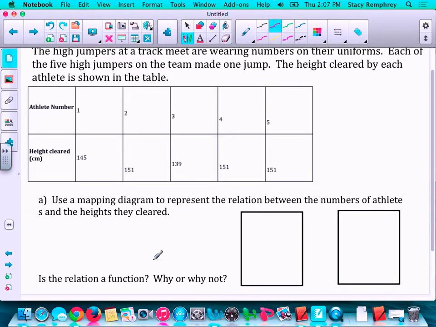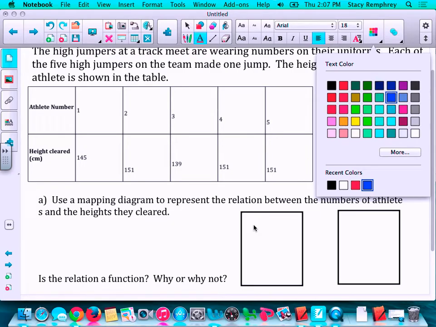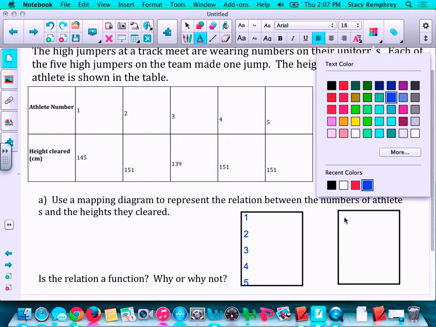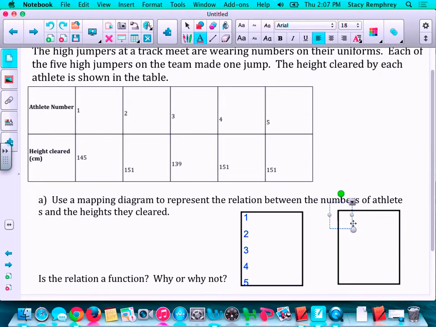In here we have high jumpers, their athlete number, like athlete 1, athlete 2, athlete 3, and the height they cleared. So if we map this, over here I'm going to put the heights, because the input would be the athlete and the heights. So I have 145, 151, 139, I'm just reading the numbers off the bottom, and 3 151s.